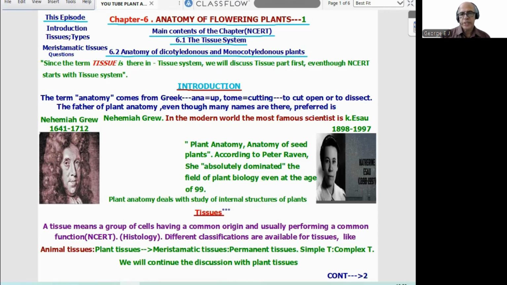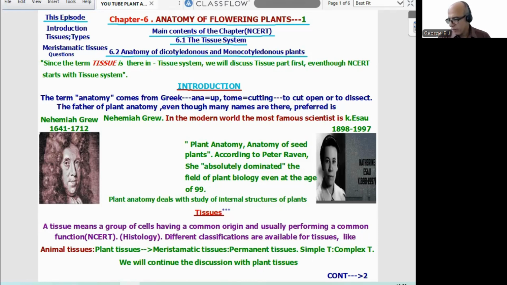Different classifications are available for tissues, like animal tissues and plant tissues, the broad headings. Now we are concentrating on the plant side. Plant tissues again have many subdivisions: meristematic tissue, permanent tissue, simple tissue, complex tissue. Likewise, it proceeds. Today, we'll be introducing the tissues, then anatomy, then meristematic tissue. Permanent tissue onwards, next episode, we'll be continuing. So we will continue our discussion with the plant side.